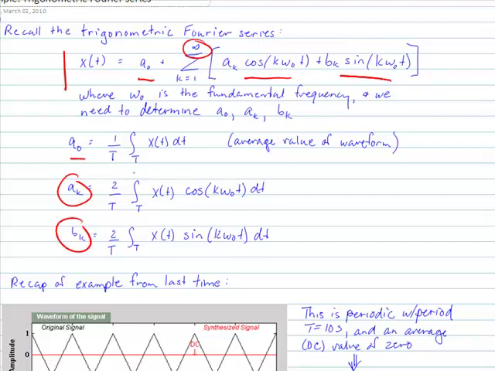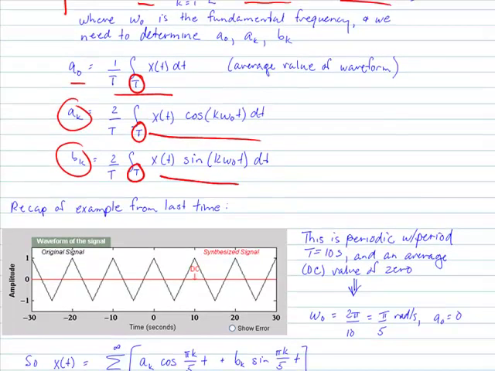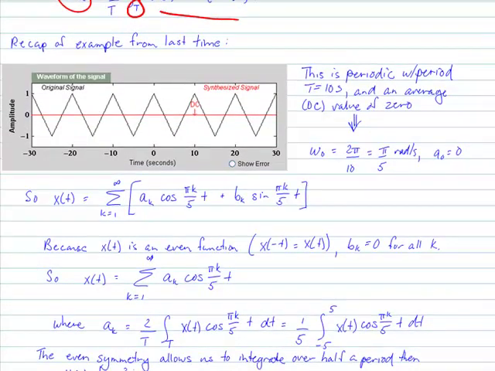Notice that a0 is the average value of the waveform, and then these are x of t times the cosine, x of t times the sine, where we're integrating all three over one period. So let's move on now to take a recap of the example from last time. Notice this is a triangle waveform, and it's periodic with period equal to 10 seconds, and its average value is 0.